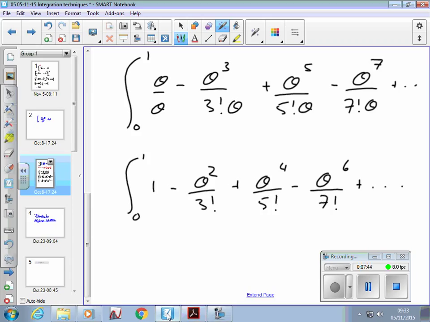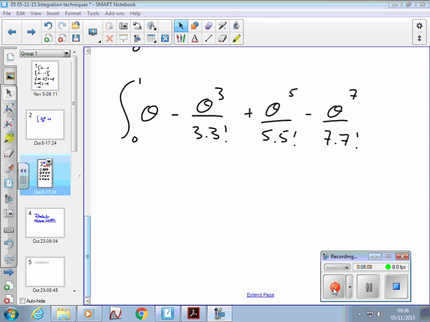If you go as far as this term here, you're going to have 5 terms that you're going to integrate. What happens with this one, by the way? What does 1 become when you integrate it? Exactly, so 1 becomes theta in this case. I'll just pause for a sec while you have a go at it.